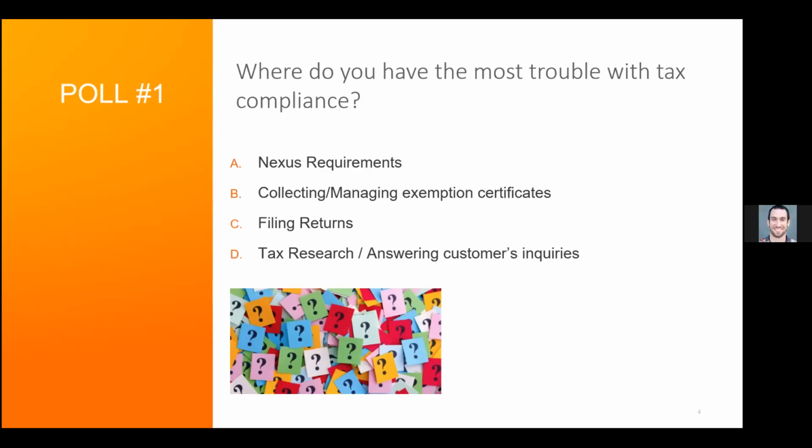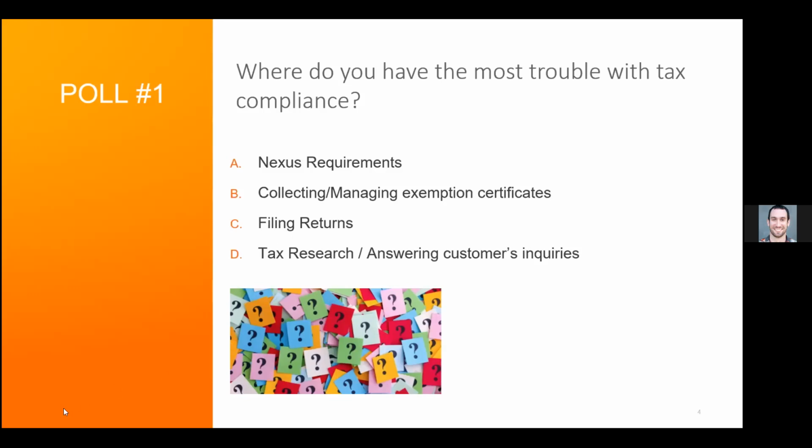All right, so nexus requirements and tax research are at about a third, and then collecting or managing exemption certificates and filing returns. So perfect, I appreciate that. I'll try to add some tidbits specifically on tax research and nexus requirements, and what we've seen out there.